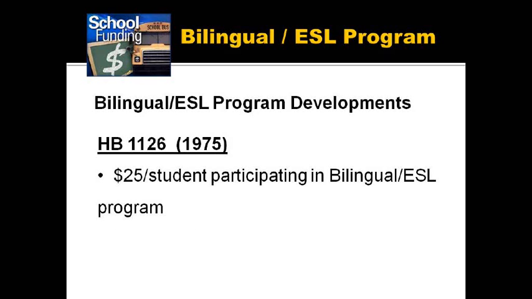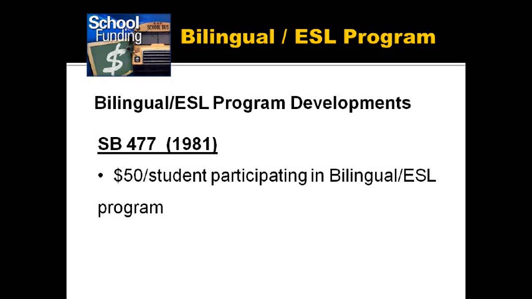Now let's take a look back at the history of the bilingual ESL program in Texas. Starting in 1975 with the adoption of HB 1126, the state of Texas allocated state funding to support bilingual ESL program implementation. The funding mechanism used provided for a per-pupil allocation of $25, multiplied by the number of students who were actually participating in the bilingual education or ESL program.